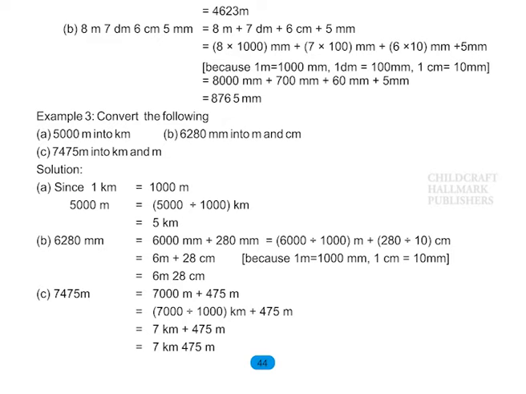7475 meters is equal to 7000 meters plus 475 meters is equal to 7000 divided by 1000 kilometers plus 475 meters is equal to 7 kilometers plus 475 meters is equal to 7 kilometers 475 meters.